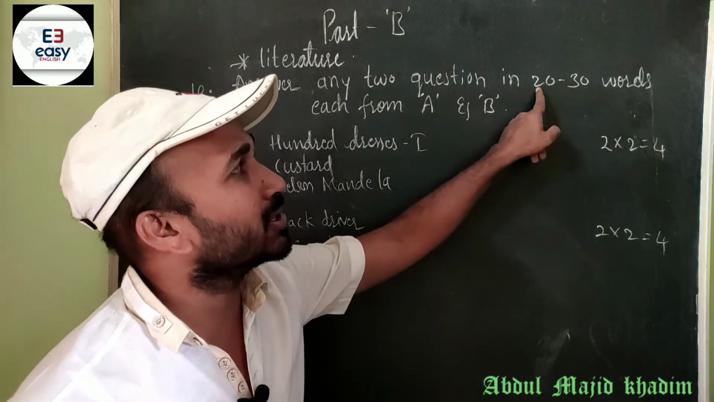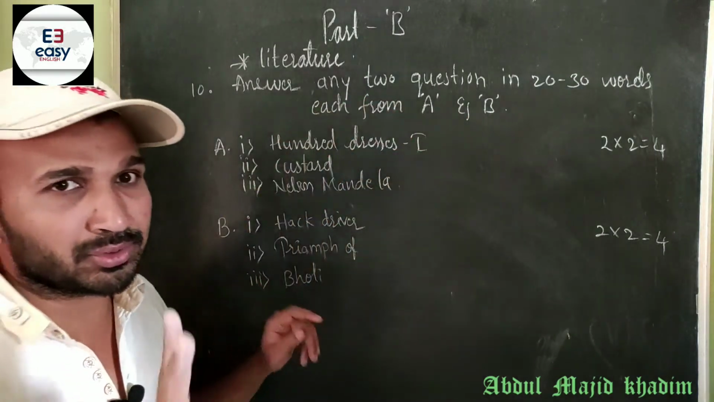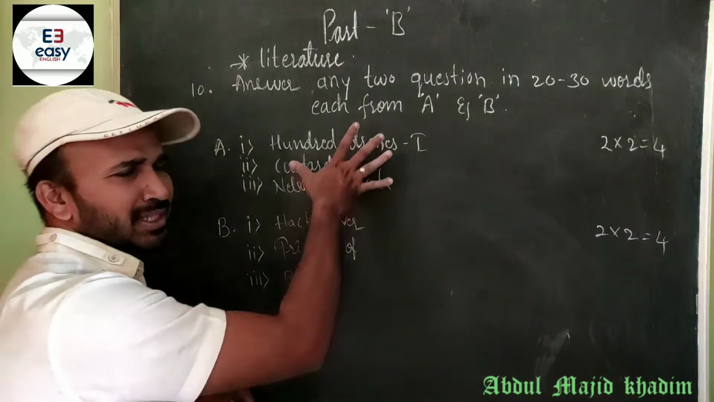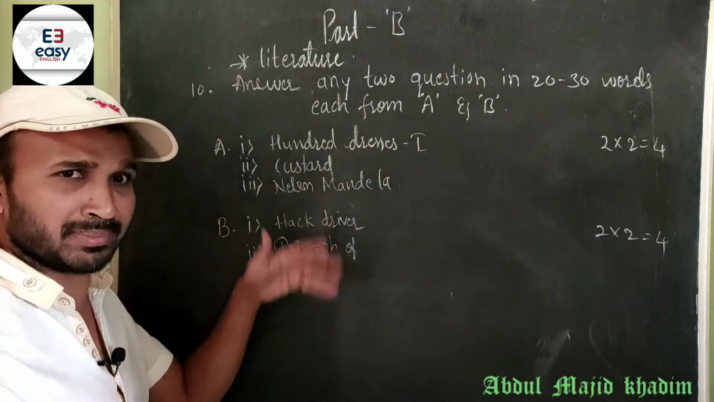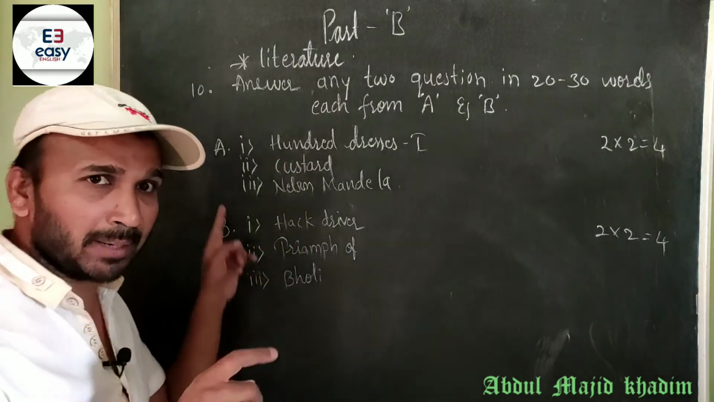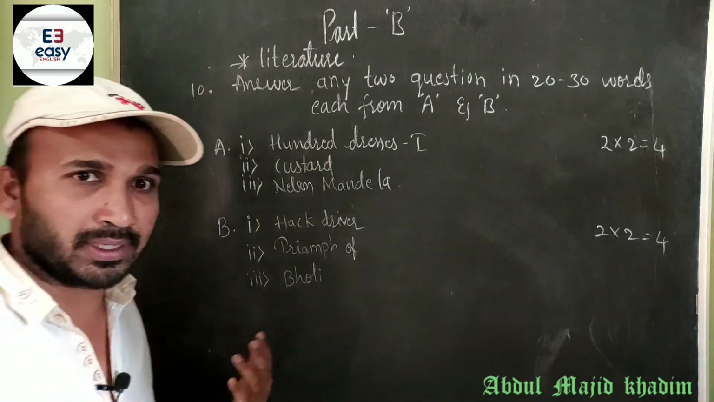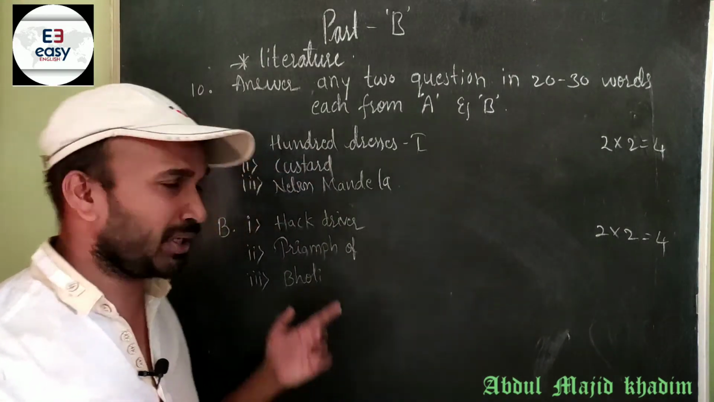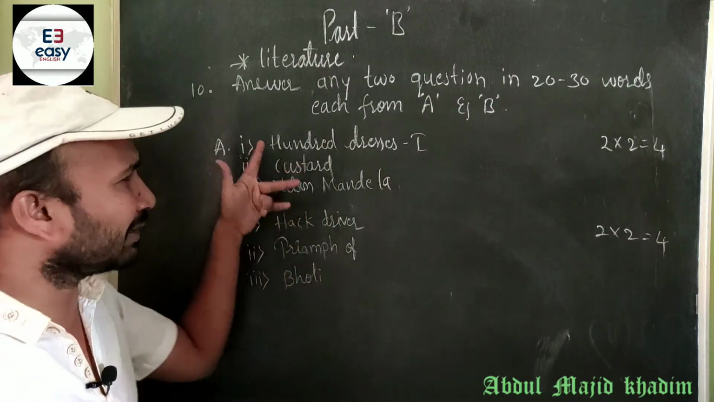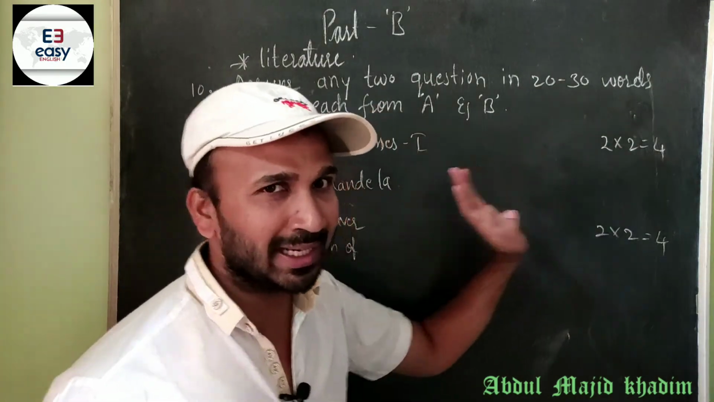You have to write 20 to 30 words from A and B, each from A and B. Two questions you have to solve. Like A will be having the question, just I have written imaginary lesson names, from that lesson it might be. So the first part, A part, will be having the question from First Flight. From that text, maybe A Hundred Dresses, Custard the Dragon, Nelson Mandela. Any three will be given, any 2 you have to select. Like 2 into 2, 4 marks you will get here.